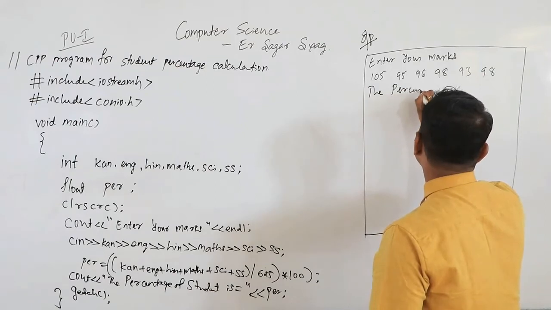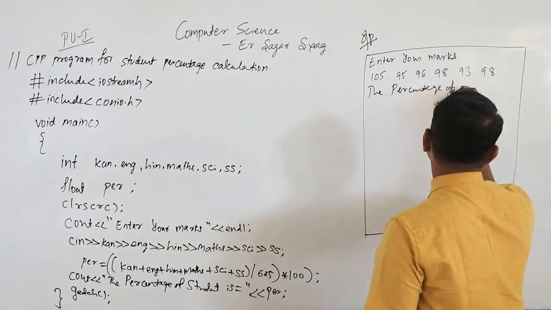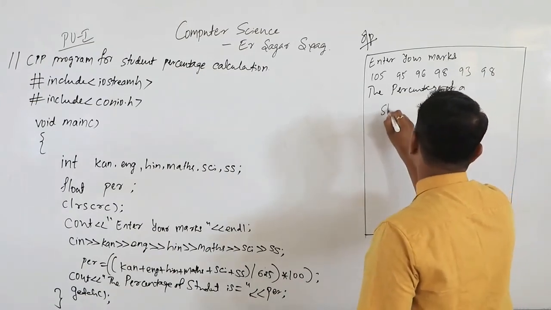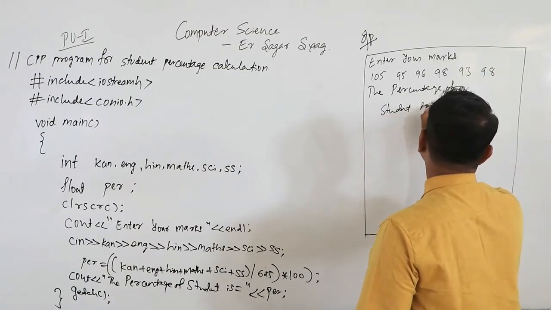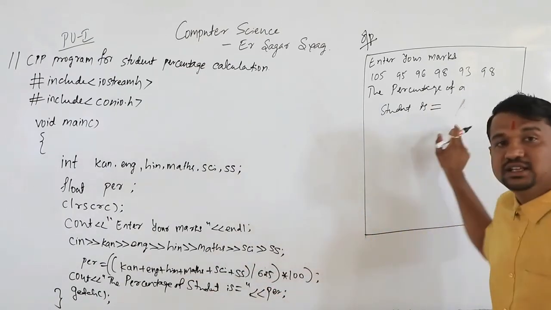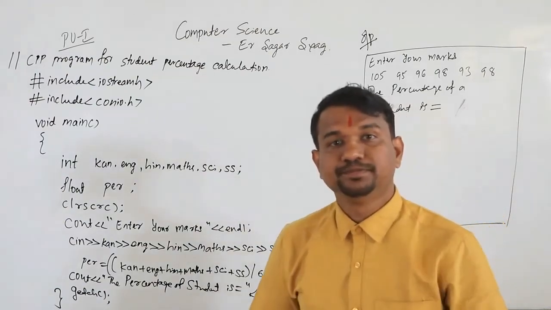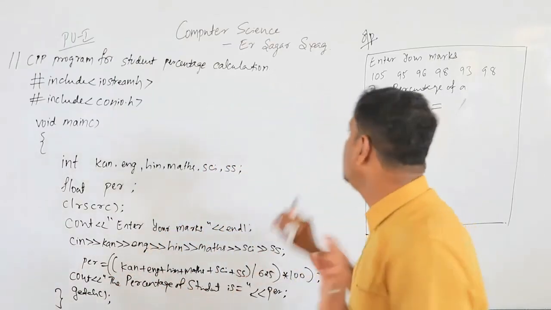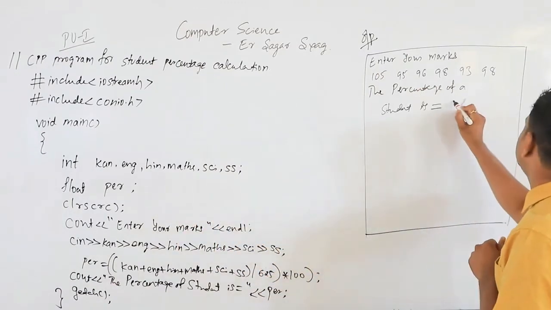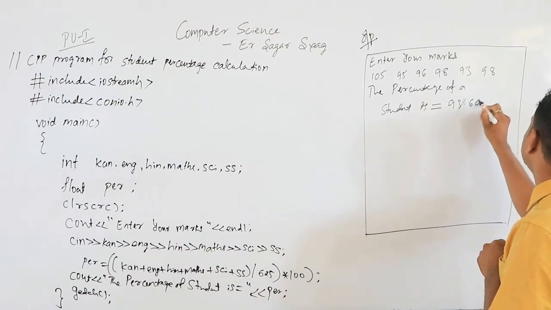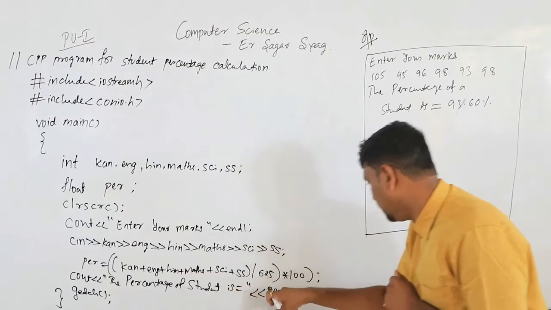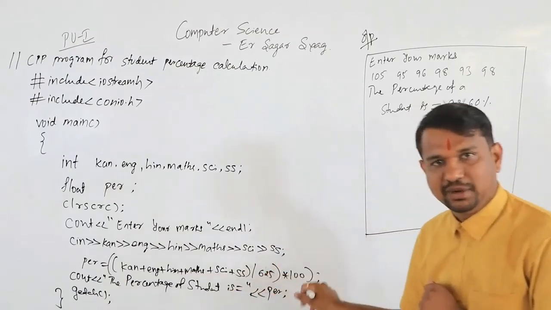The percentage of a student is equals to, after calculating these values, the computer will give the answer as 93.60 percentage. See, this percentage symbol I have not mentioned here. If I wish, I can mention it.